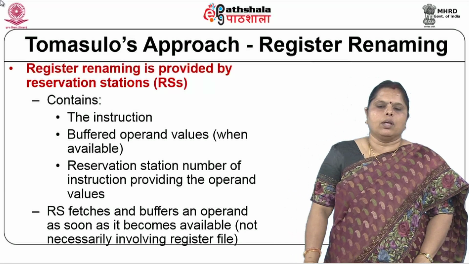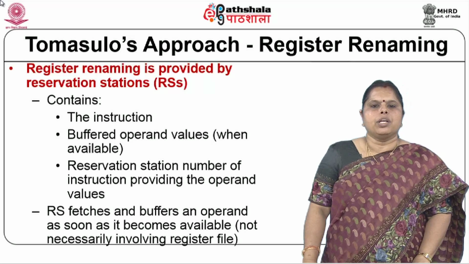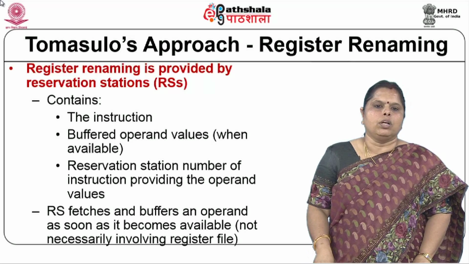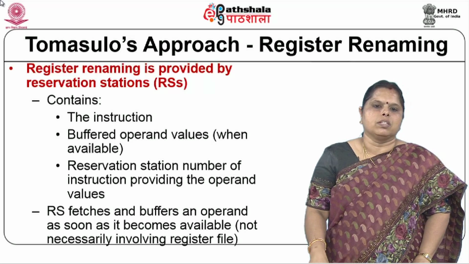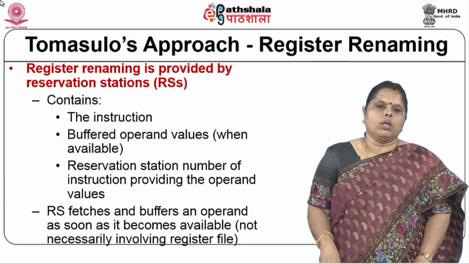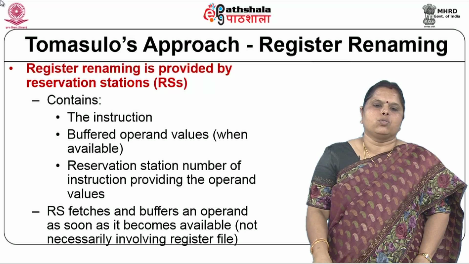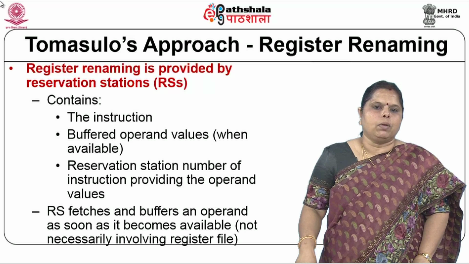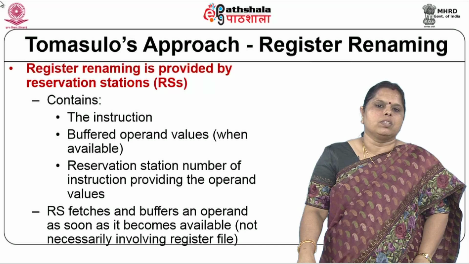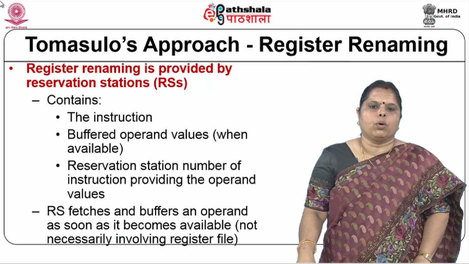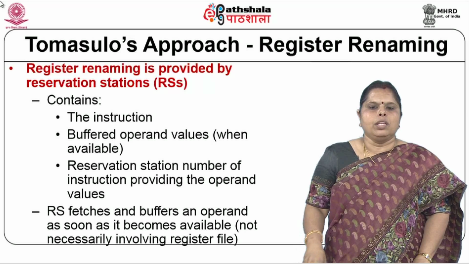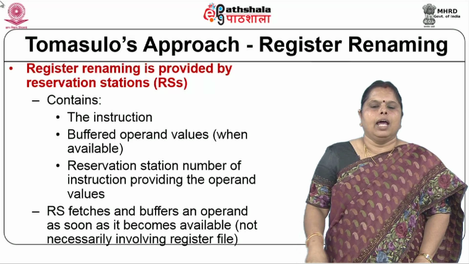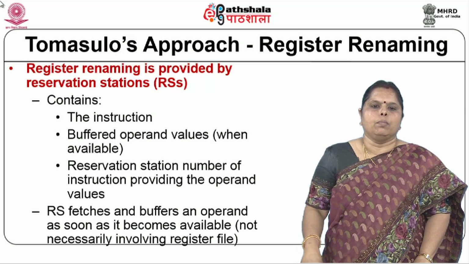Now what we are trying to do here is, associated with every functional unit, you have what are called reservation stations. So if you have a floating point adder unit, you have a few reservation stations associated with the floating point adder unit. If you have a floating point multiplier unit, you have a few reservation stations associated with the floating point multiplier unit. Now these reservation stations help in doing the renaming process.